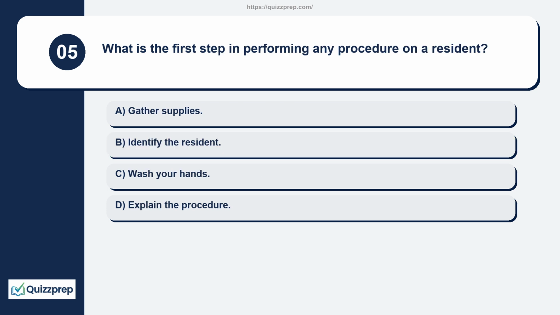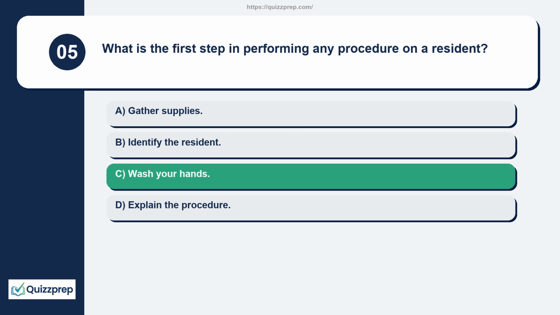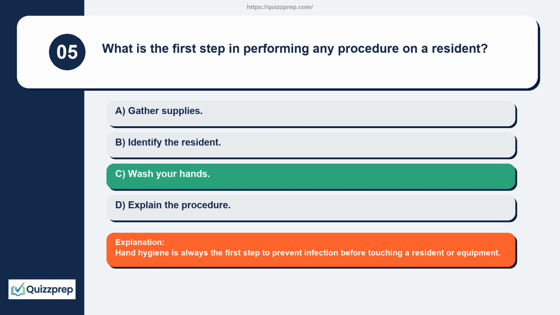Question 5. What is the first step in performing any procedure on a resident? Gather supplies. Identify the resident. Wash your hands. Explain the procedure. Hand hygiene is always the first step to prevent infection before touching a resident or equipment.